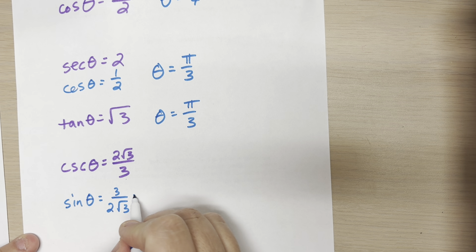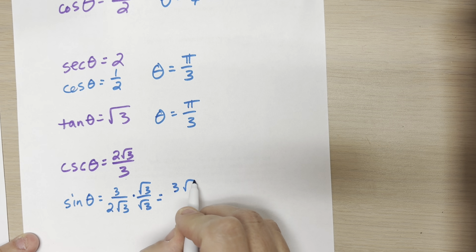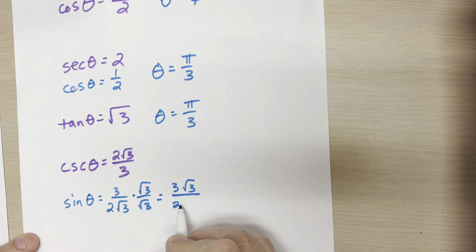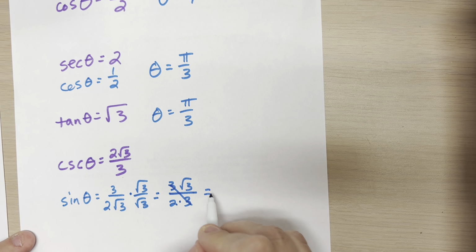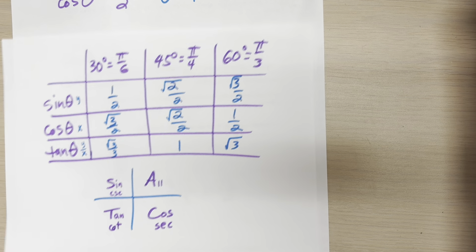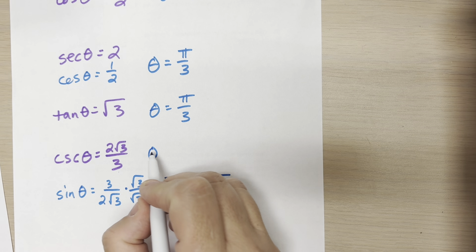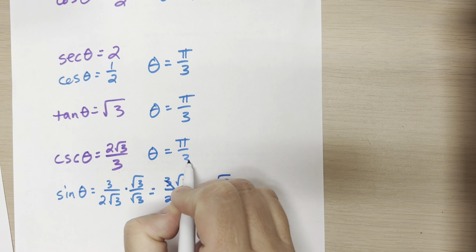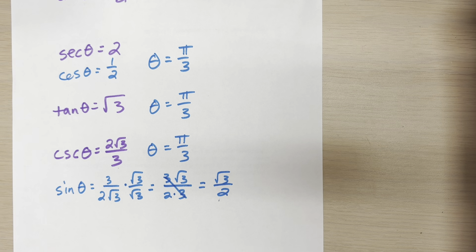I'm going to rationalize this. So I end up with 3 rad 3 on the top, 2 times 3 on the bottom. Hey, look at that. Those go. I'm now left with rad 3 over 2. So where is sine rad 3 over 2? Pi over 3. Look at all these weird pi over 3s. That's just silly. Hopefully, as you're doing these, you're going to kind of remember that 2 rad 3 over 3 is the reciprocal of rad 3 over 2.